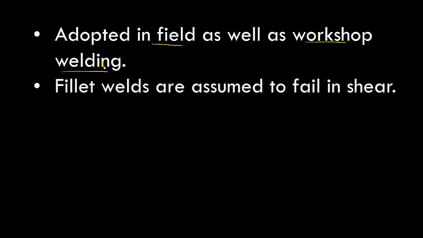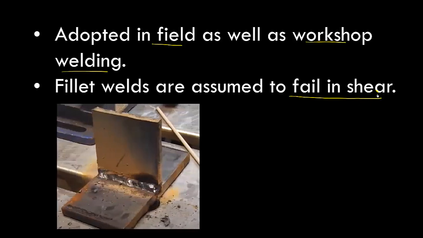So fillet welds are assumed to fail in shear. This is an important point. When you have a fillet weld, it generally fails in shear. What this means is, let's say I have one plate and another plate, connected through weld. Let's apply some force to this plate.